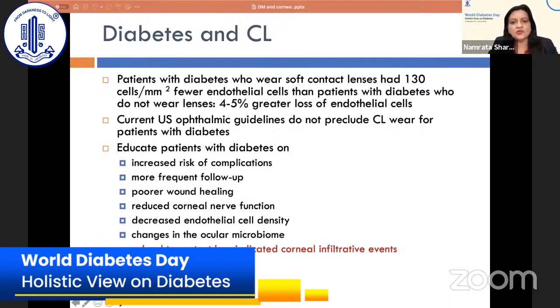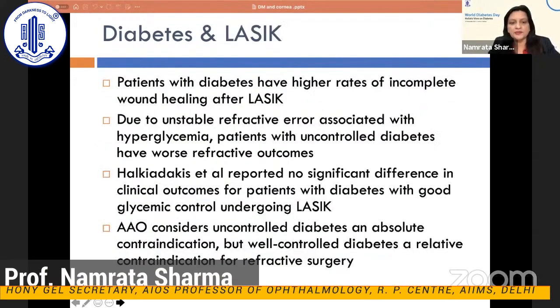As far as the contact lens is concerned, contact lens can be given to the patient who has diabetes. The only thing is the endothelial cell loss was more in cases of diabetics when you compare it with the normal patients. And it is important to educate patients with diabetes on increased risk of complications with the contact lens: more frequent follow-up, poor wound healing, reduced corneal nerve function, endothelial cell density, and changes in the ocular microbiome, which may lead to contact lens induced corneal infiltrative events. And the current US ophthalmic guidelines do not preclude contact lens wear for patients with diabetes.